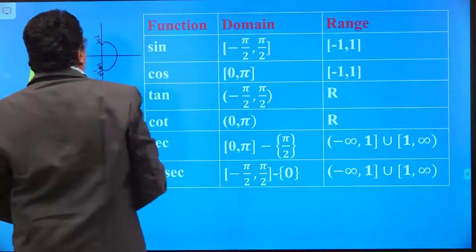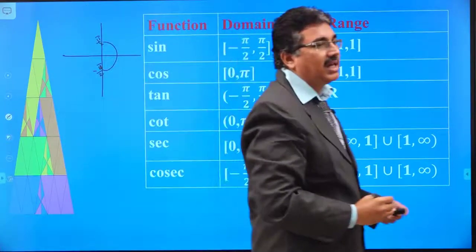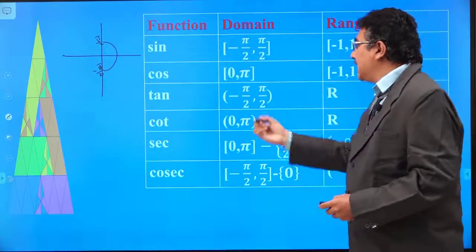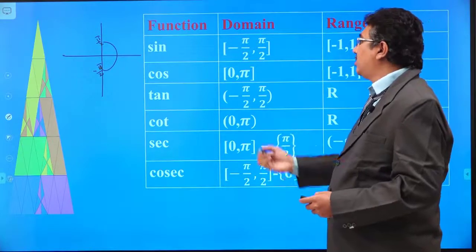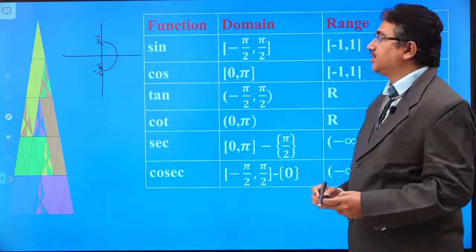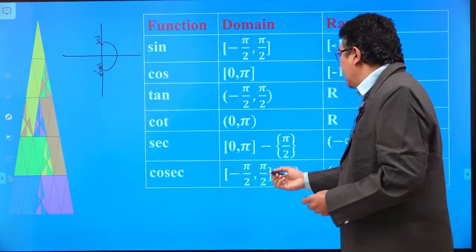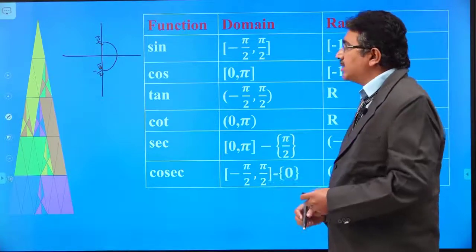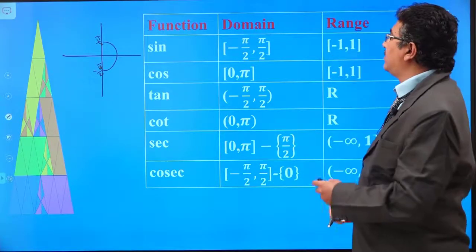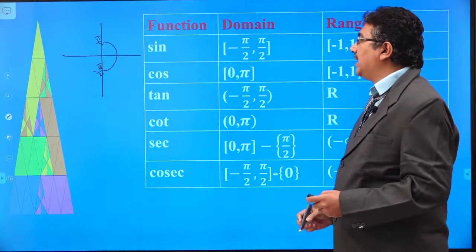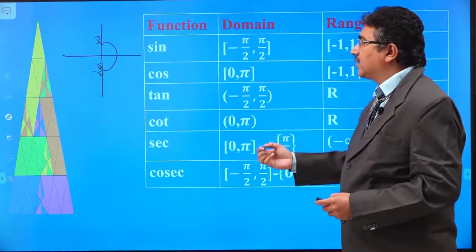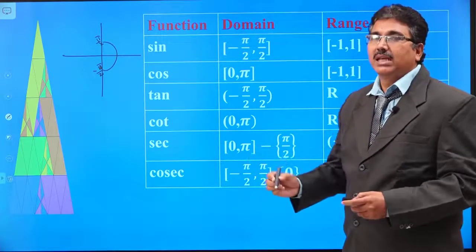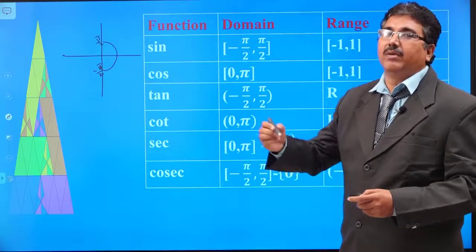This is the domain of sine, tan and cosecant, but tan is not defined at minus pi by 2 and pi by 2. So we take the open interval. Cosecant is not defined at 0. Therefore, delete 0 from the closed interval minus pi by 2 comma pi by 2. The domains of sine, tan and cosecant are the same except some values at which the function is not defined.